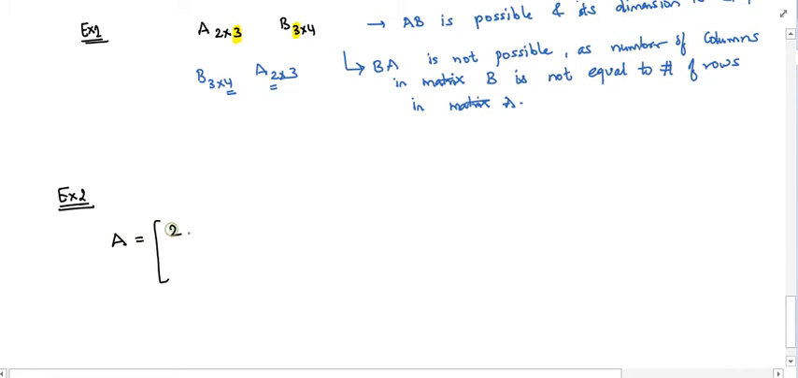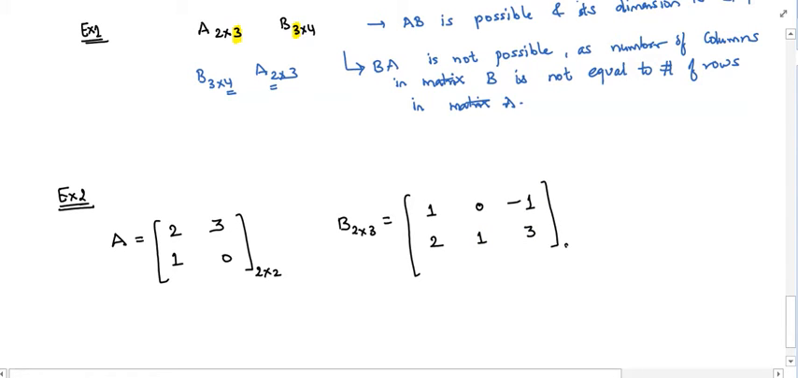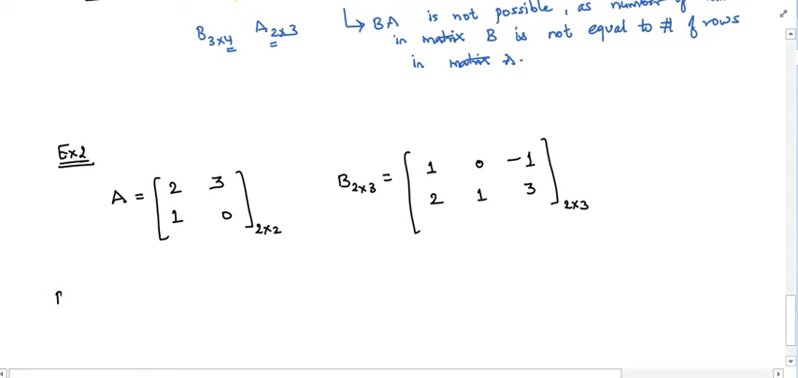Suppose A is a 2 by 2 matrix, and B is any 2 by 3 matrix, 2 rows and 3 columns. Say 1, 0, minus 1, 2, 1, 3. This is a 2 by 3 matrix. If I ask you to find A multiply B, we can simply write AB.